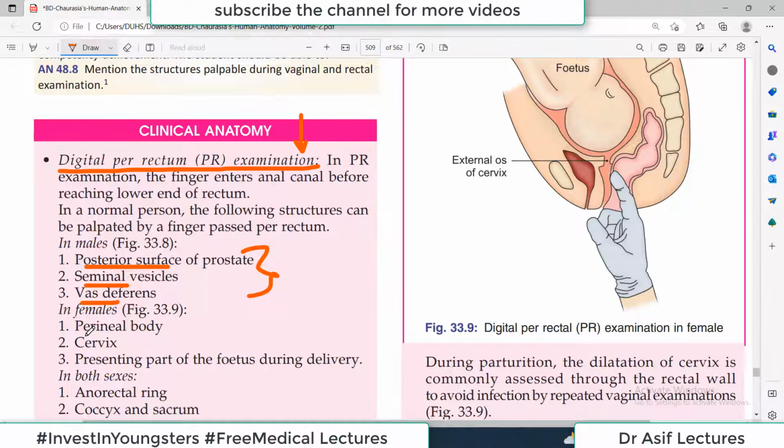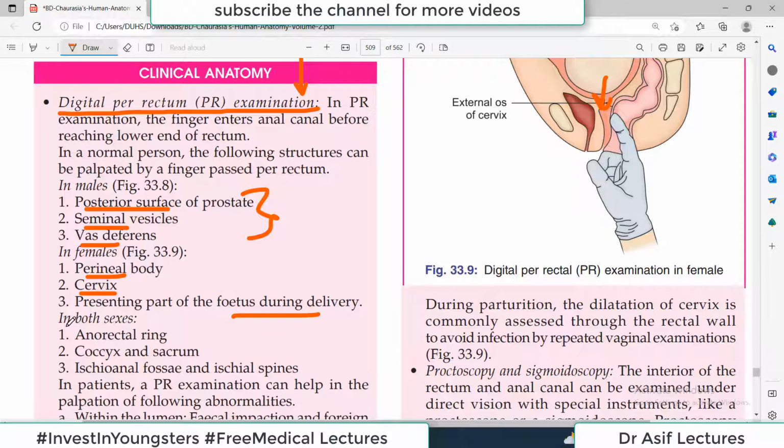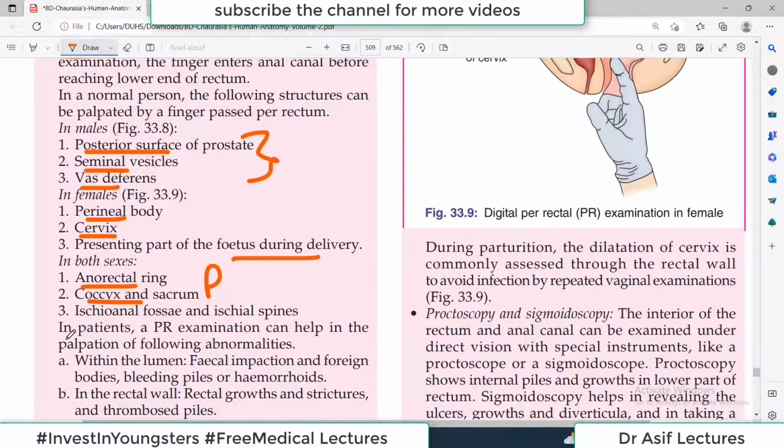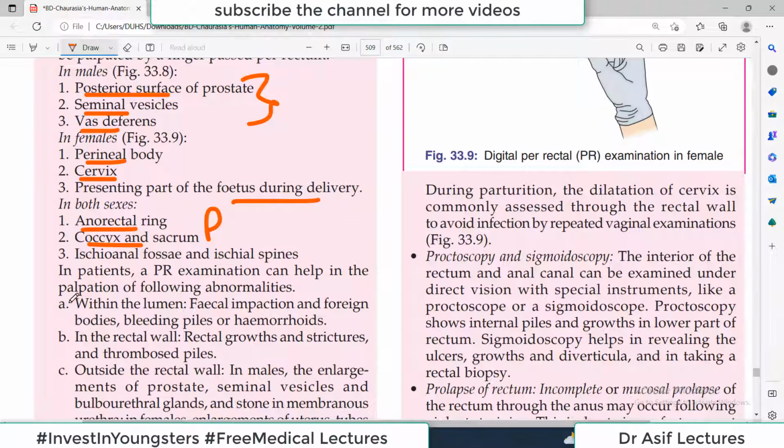In females, perineal body can be felt and cervix and presenting part of the fetus if the fetus is coming like in this diagram out of the vagina. Now in both sexes, you can also feel anorectal ring, coccyx and sacrum, posterior side obviously, ischial fossa, ischial spines, lateral sides. In patients, a PR examination can help in palpating the following abnormalities.